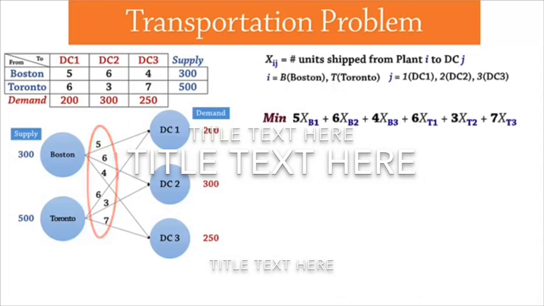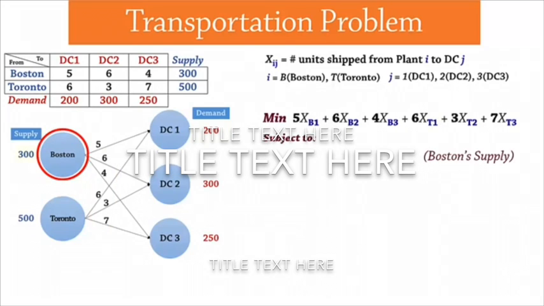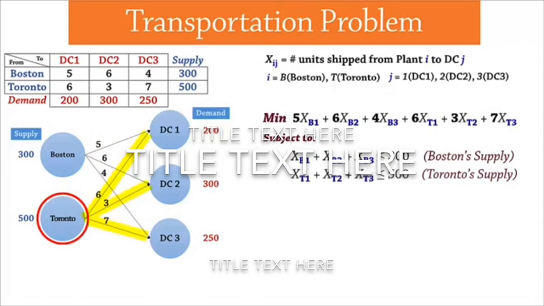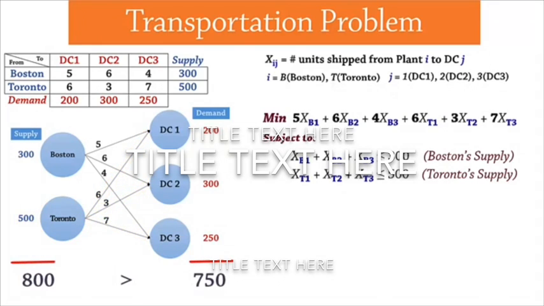For the constraints, we need to write 1 for every node. For Boston supply, the total amount shipped to the 3 destination centers cannot exceed Boston's capacity, which is 300. So we write XB1 plus XB2 plus XB3 is less than or equal to 300. We do the same for Toronto. XT1 plus XT2 plus XT3 is less than or equal to 500. Note here that total supply exceeds total demand. That is, we will not end up exhausting capacity. And that's why we use the less than or equal sign.